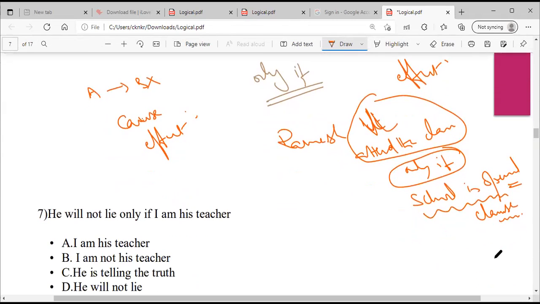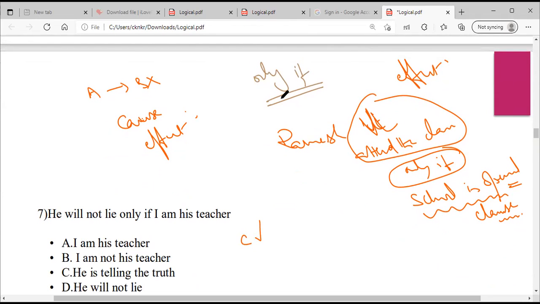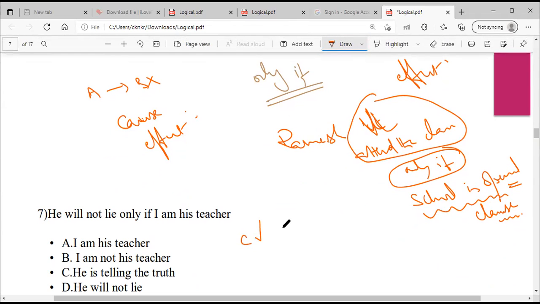Now we'll make cases. Case number 1. Cause happened. School opened. Will Ramesh attend the class? Your school and my school is opened many times. How many times we bunk the school? You and I, we know it very well, right? So there's no guarantee effect happening or not happening. Effect may happen, may not happen. This is the story.